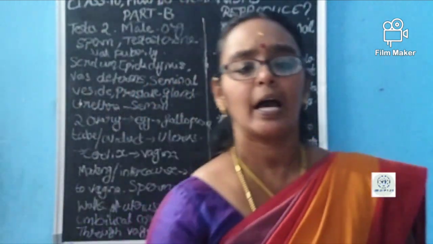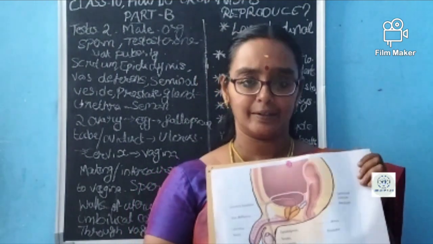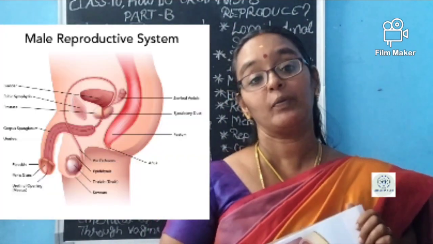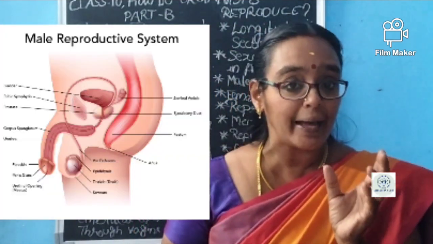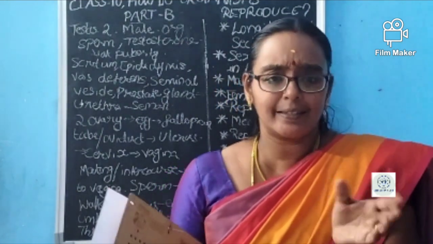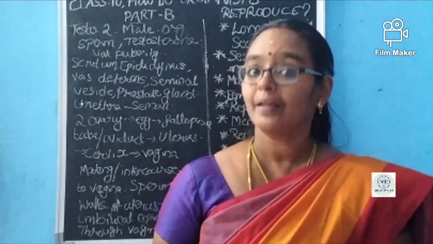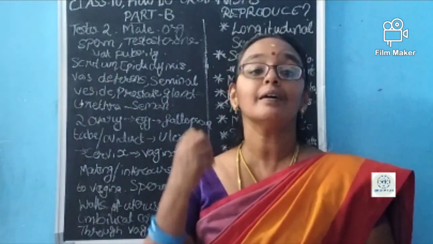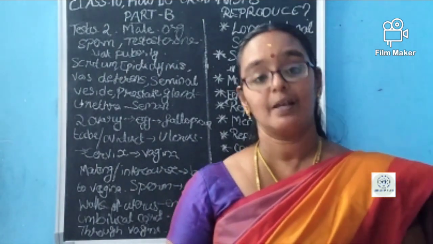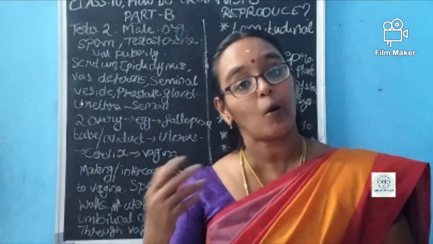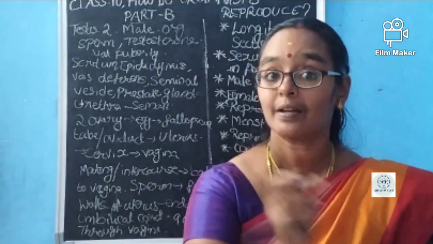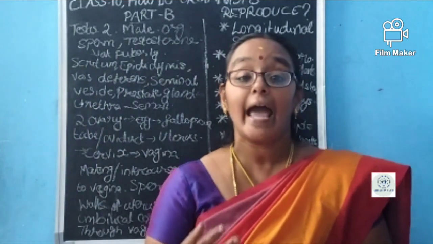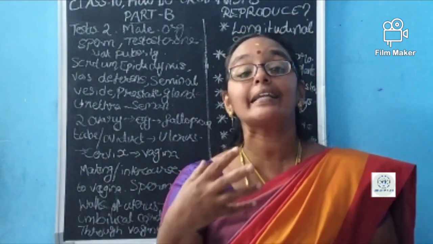Okay. Now I have a diagram here. Where is the testis present? It is present in a brown bag, which we call the scrotum. The scrotum is present outside the abdominal cavity. Why? It is a very important question, because low temperature is required for the secretion of sperms. The temperature should be lower than the body temperature. That's why the scrotum is present outside the body. From the scrotum, the testis will be seen, and this testis secretes the sperms.